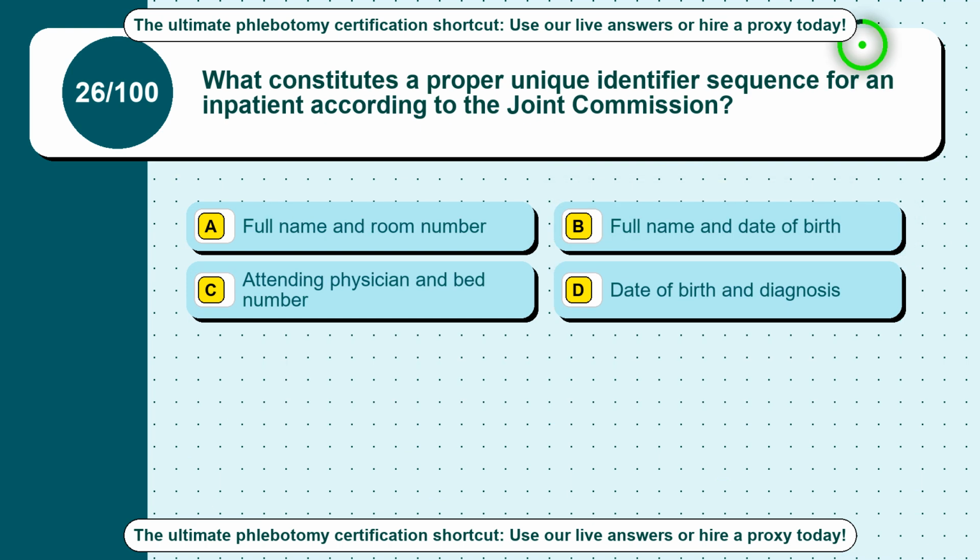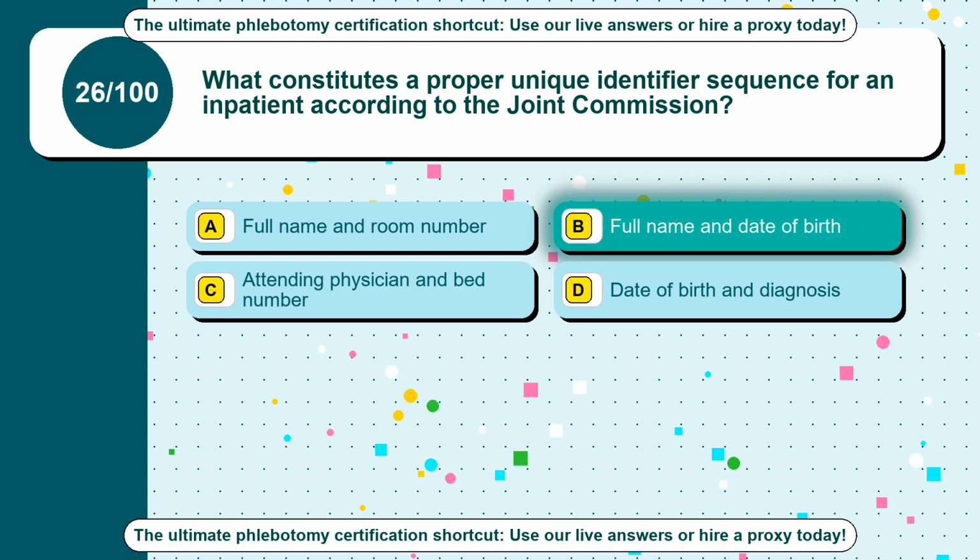Question 26. What constitutes a proper unique identifier sequence for an inpatient according to the Joint Commission? Option A, full name and room number. Option B, full name and date of birth. Option C, the attending physician and bed number. Option D, date of birth and diagnosis. The correct answer is option B, full name and date of birth.